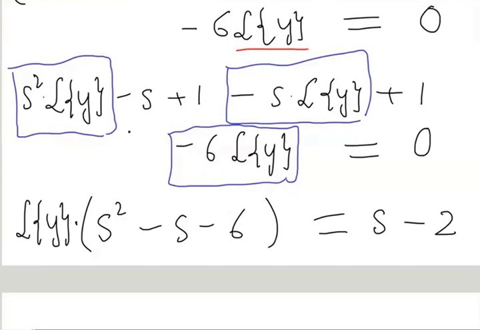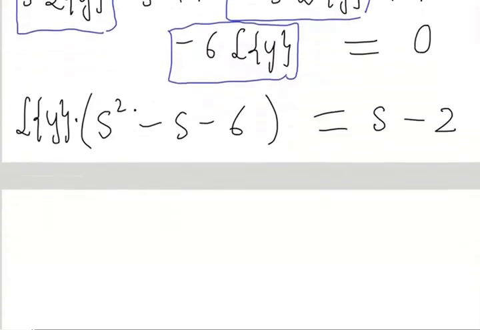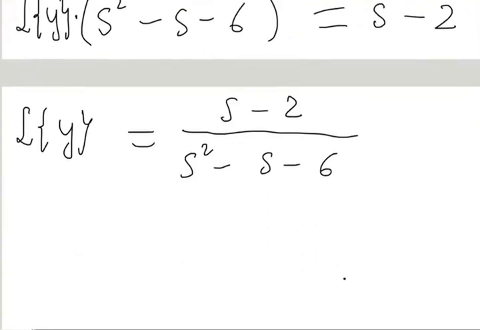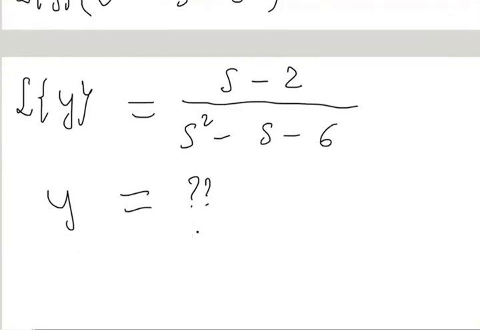Now for this problem, the algebra is not too bad, but for other problems the algebra may be a little more difficult, and you need to be careful, do the algebra correctly. Now we're going to solve for Laplace transform of y. Then we get s minus 2 divided by s squared minus s minus 6. Okay, after solving for Laplace transform of y, we need to know what y is, right? So what is y? That is the final answer. That's the ultimate goal we're looking for.